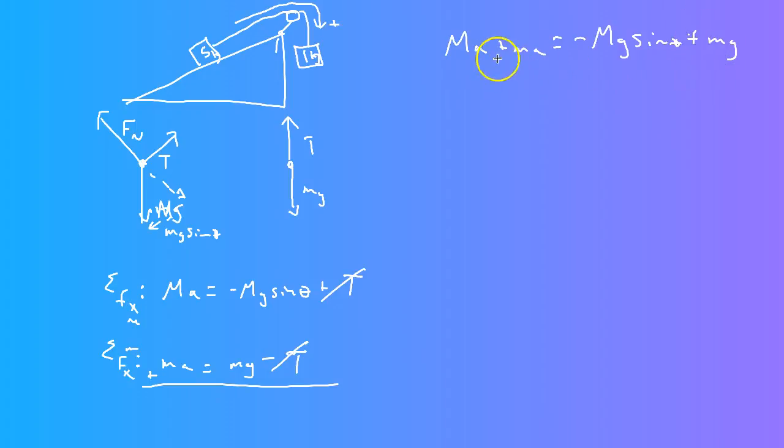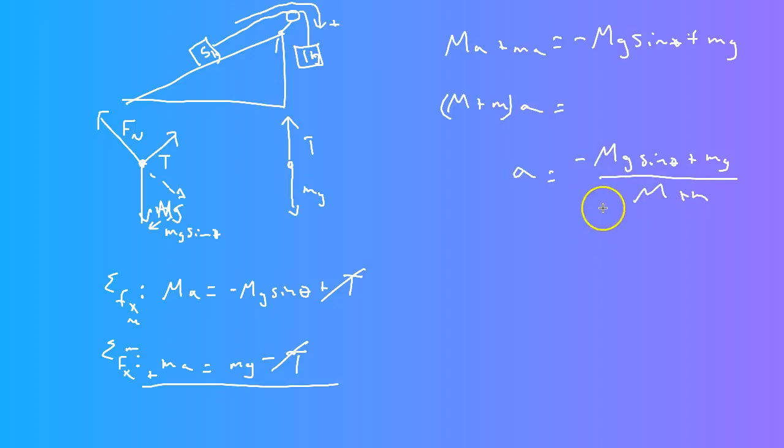We can factor the a out, so we get M plus m times a, and then we divide that over to the other side. So a equals negative big Mg sine theta plus little mg, all over M plus m. Here we're dividing by 6, whereas before we divided by 5. And so that's the big difference.